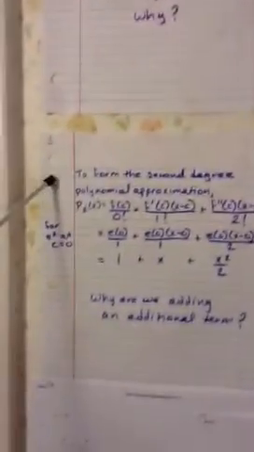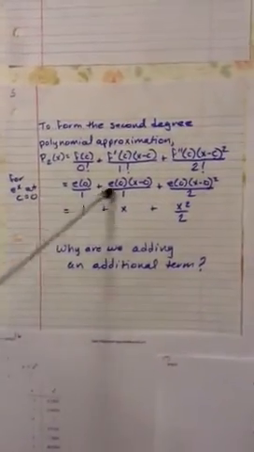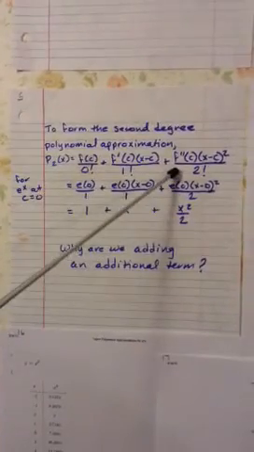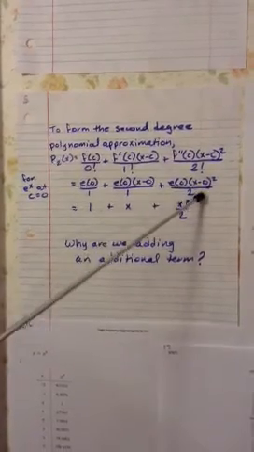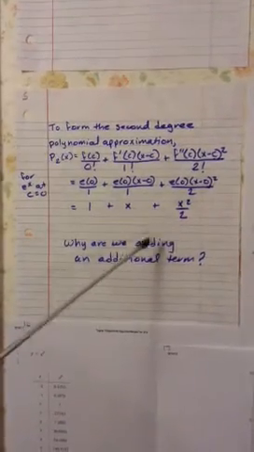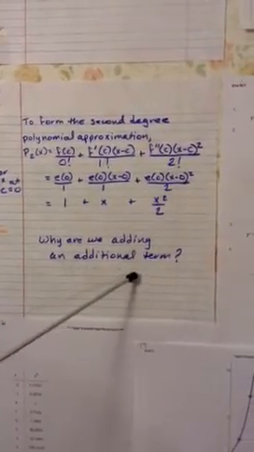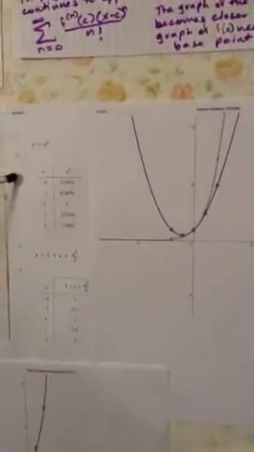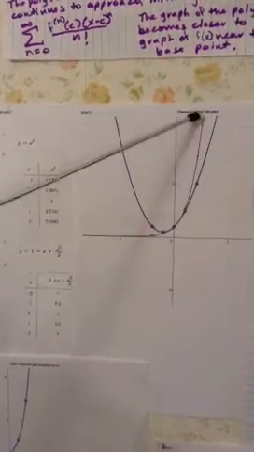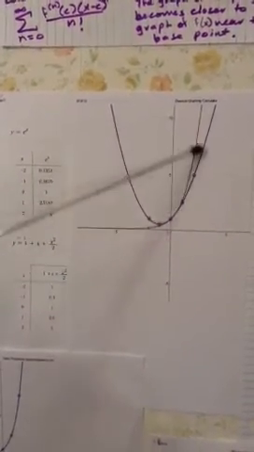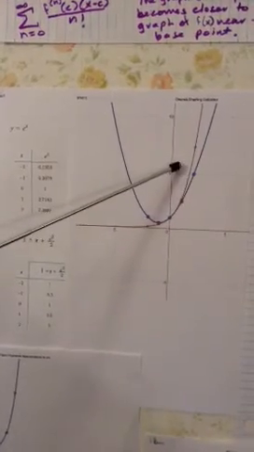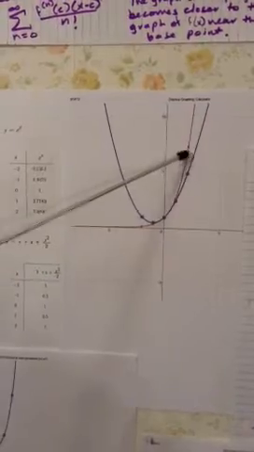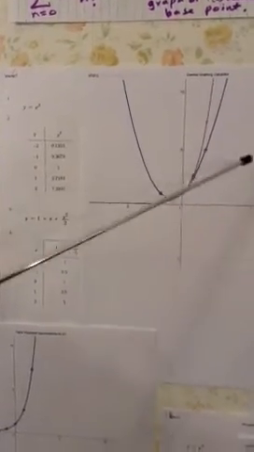To form the second degree polynomial approximation, we will add a third term, the second derivative at c times x minus c squared over 2 factorial, which will be 1 times x squared over 2. Why are we adding an additional term? Let's look at the graph. In red is the e to the x graph, and in blue is the quadratic, the parabola. You can see that the red and the blue lines are closer together than the linear approximation was, but there still is some distance between the two graphs.